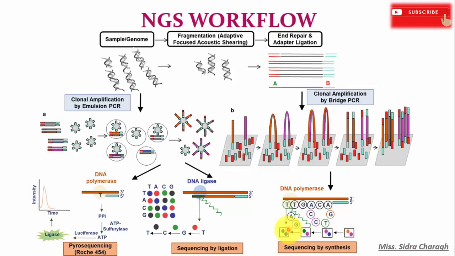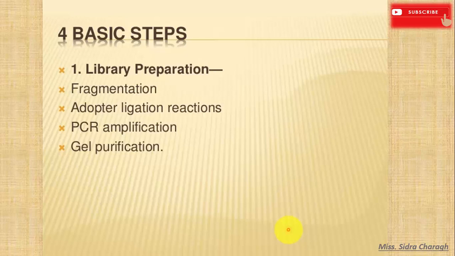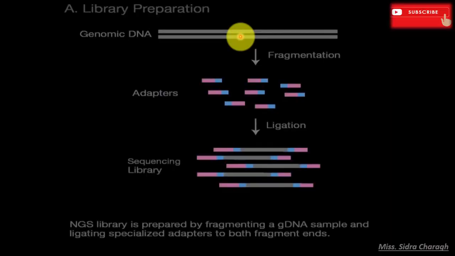Now let's discuss the process of NGS step by step. The first step is library preparation. In library preparation, first we do fragmentation, then perform the adapter ligation reaction, then PCR amplification, and in the final step, gel purification. The NGS library is prepared by fragmenting the DNA sample and then ligating a specialized adapter to both fragment ends.